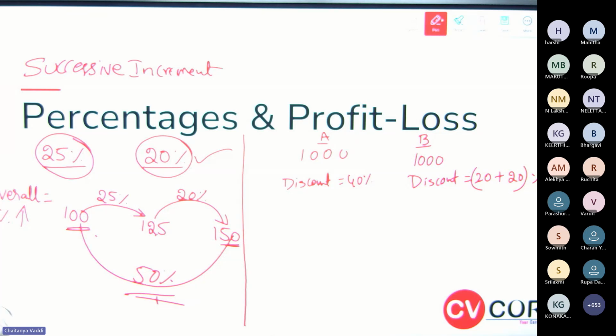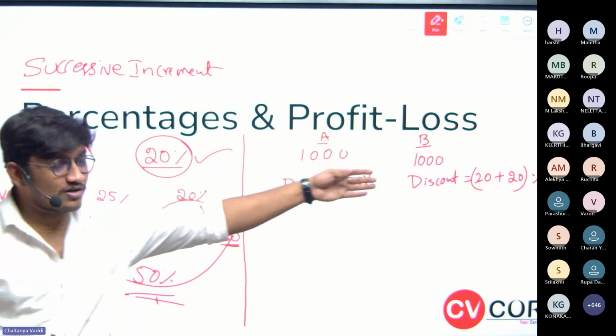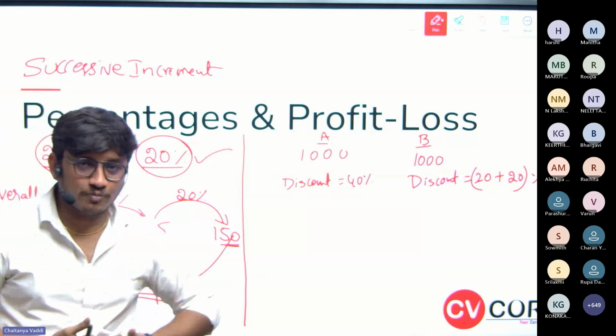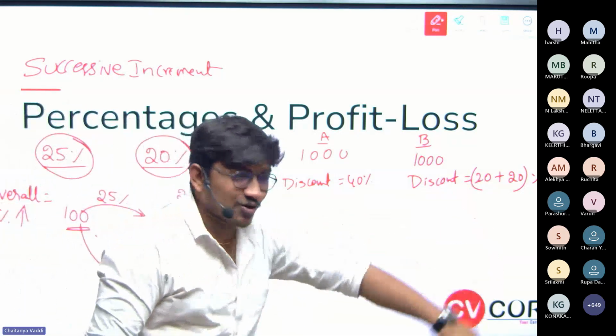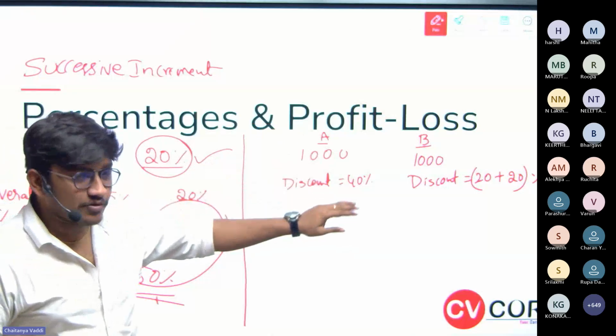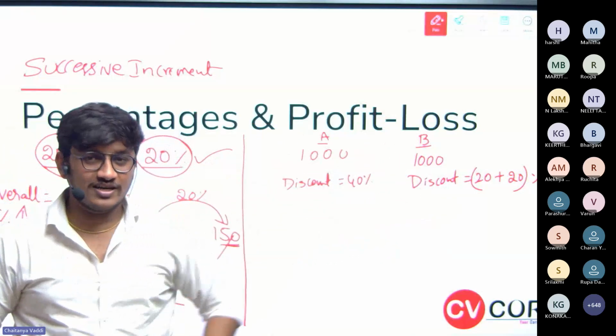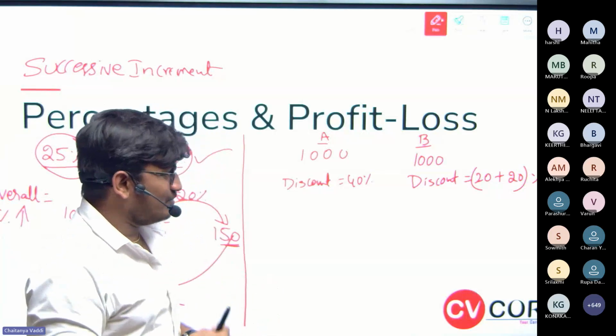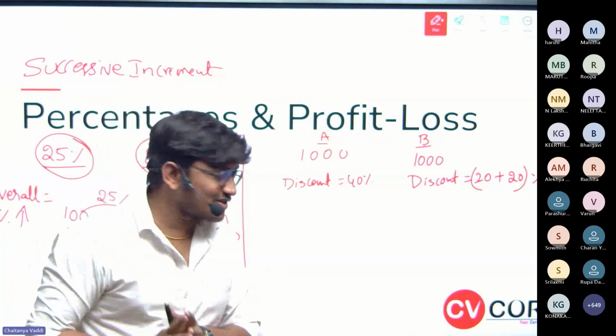Here, the majority of the answers I am observing are that most students started taking the watch from shop B, because they are giving successive discounts. Now, if you observe, shop A is giving 40%, and shop B is giving 20 plus 20%, right? Now we'll reveal the strategy of how business people use these successive discounts.